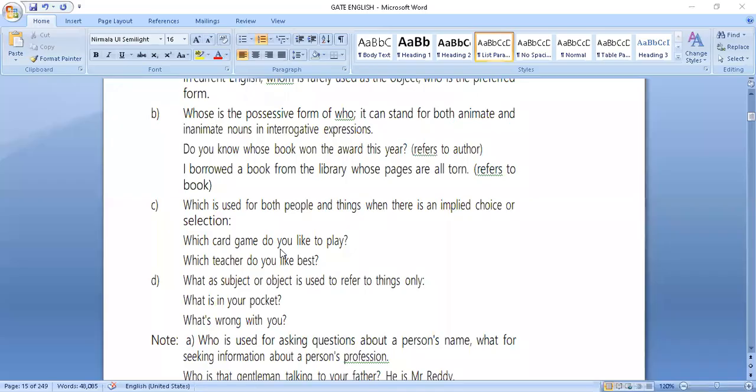What, as subject or object, is used to refer to things only? What is in your pocket? What's wrong with you?